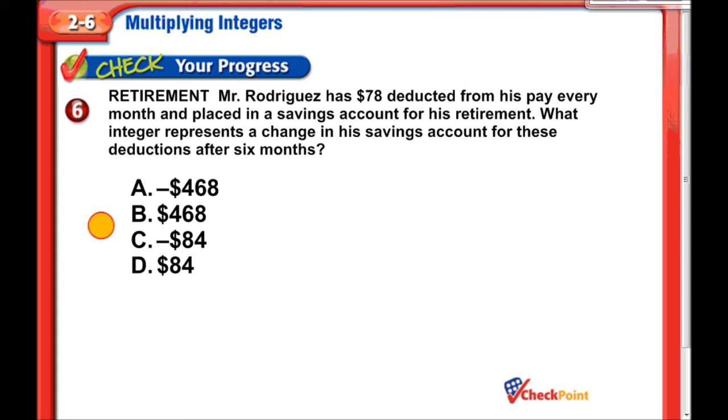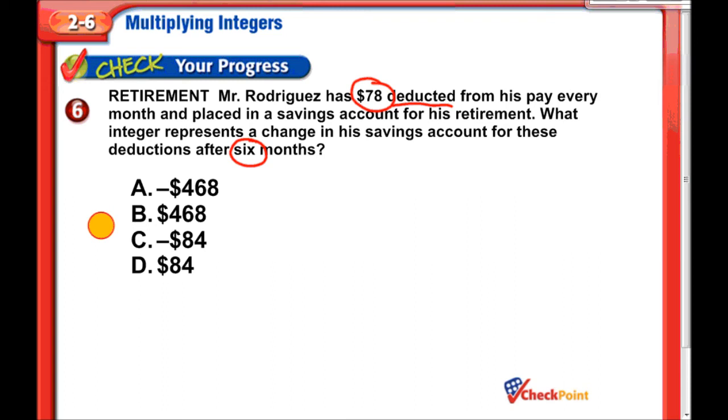Mr. Rodriguez. Oh, just like our literacy teacher next door, Mr. Rodriguez has $78 deducted from his pay every month and placed in a savings account for his retirement. What integer represents a change in his savings account for these deductions after 6 months? Wow, a lot of words, but I think we can get this. Here we go. $78 per month. And our other number we need is the 6 months. So he's going to do this for 6 months. Now, it's being deducted. Deducted means taken out of his pay.